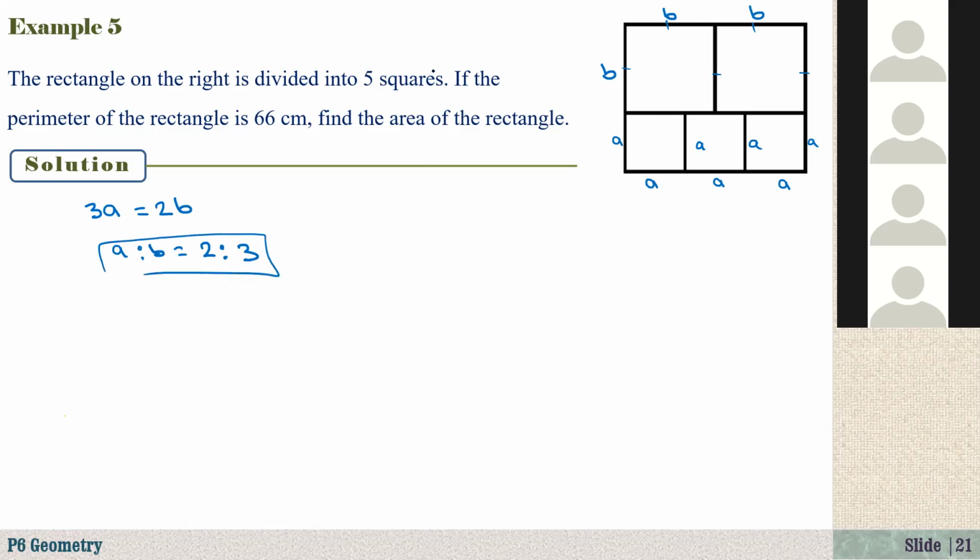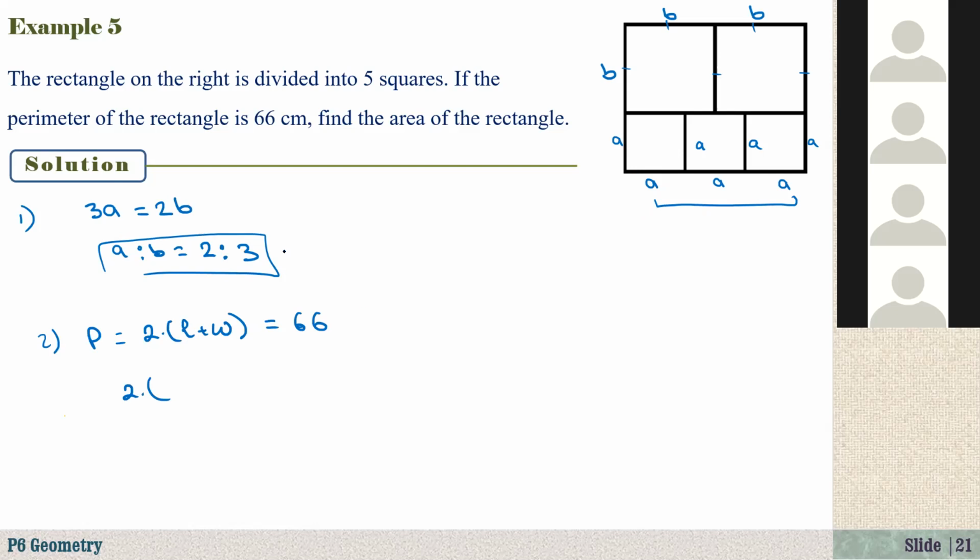Now in the question it says that the perimeter of the rectangle is 66. The perimeter of the rectangle is length plus width, times 2. We know that all sides are equal, I mean, it's a rectangle. Here, 2 times length plus width is equal to 66. Now from here, what is length? Length is 3 times A.